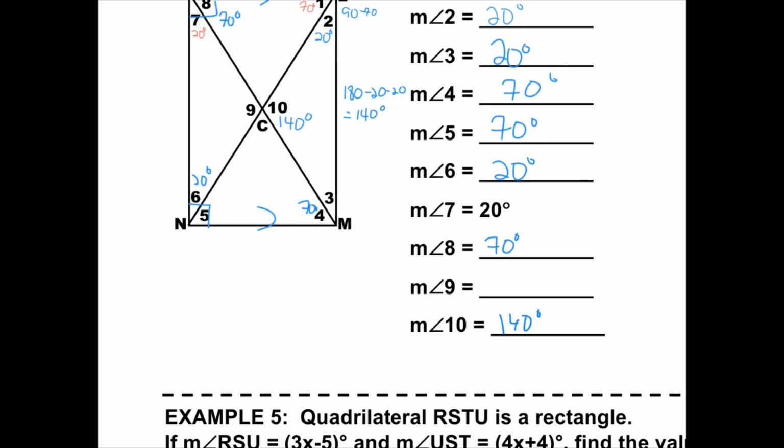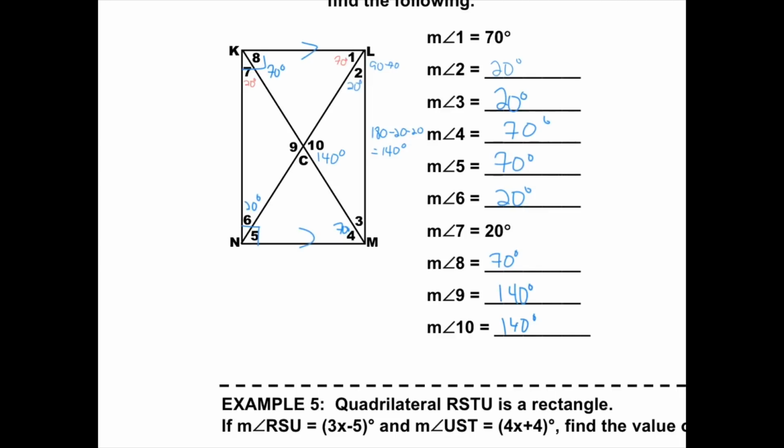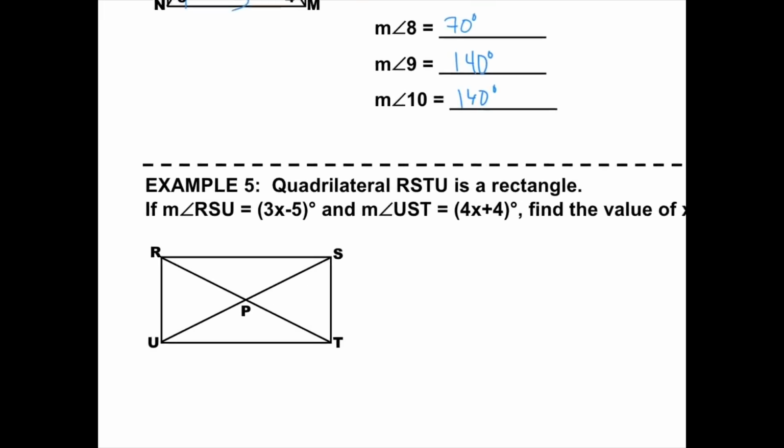Now, if you notice, angle 9 and angle 10 are across from each other. They're vertical angles, so that means angle 9 is also 140 degrees. Now, you didn't have to use any of that alternate interior angle stuff on this one or the parallel lines. You could have just realized that there's lots of 90 degrees running around, but I do think that makes it a little bit quicker. So we've got our last one here.